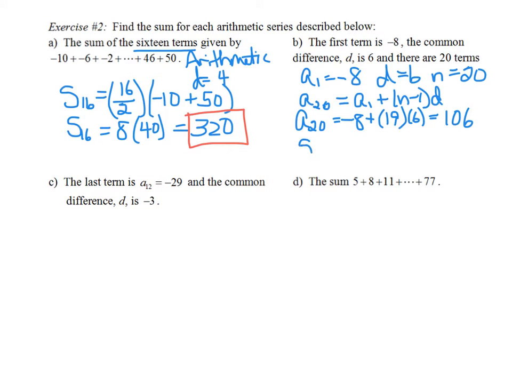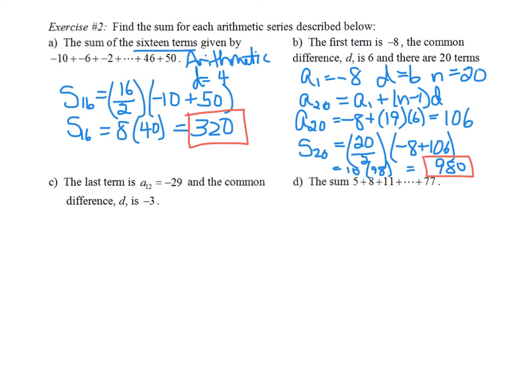So now I want to do the sum of the first 20 terms, S20. There are 20 terms, so I'm going to take 20 and divide it by 2. And then I'm going to multiply by the rainbow sum. First term, negative 8. Last term, 106. That really tells me that I'm doing 10 multiplied by 98. So the total here, 980.